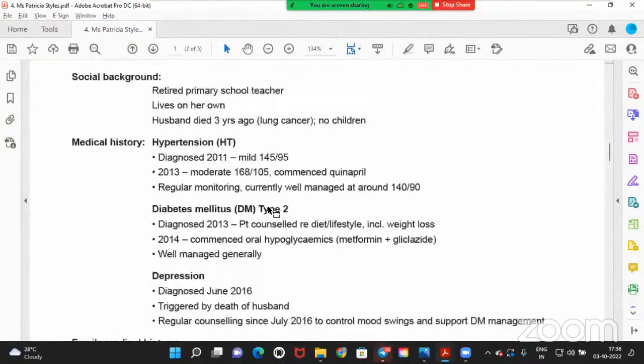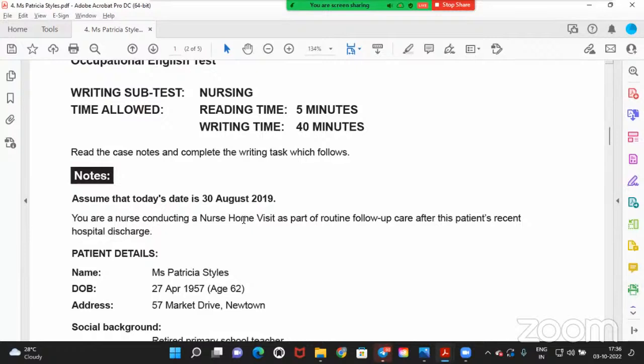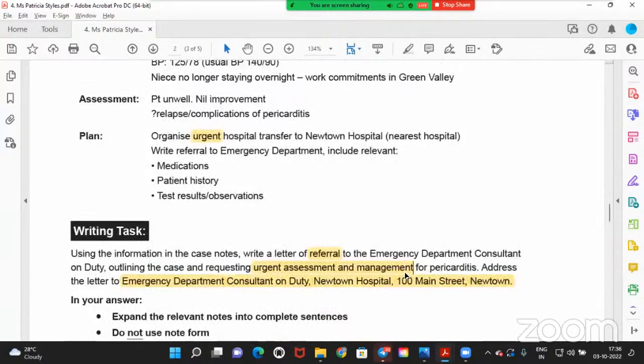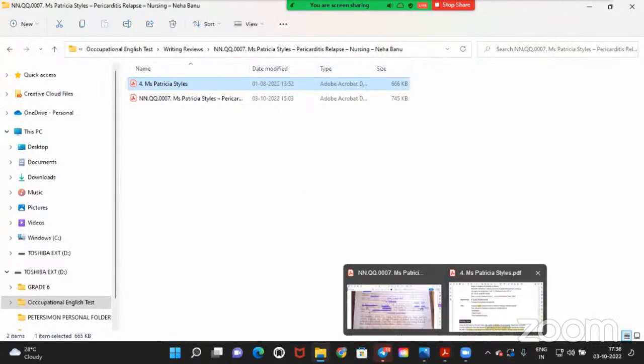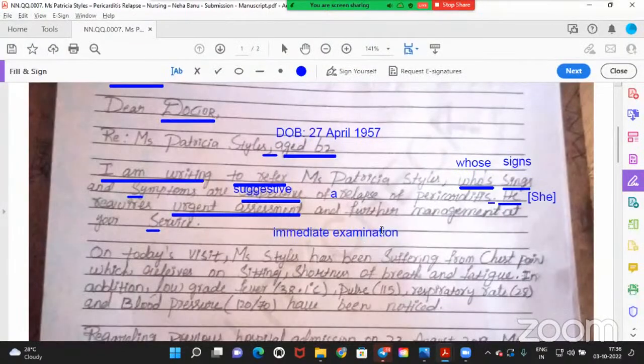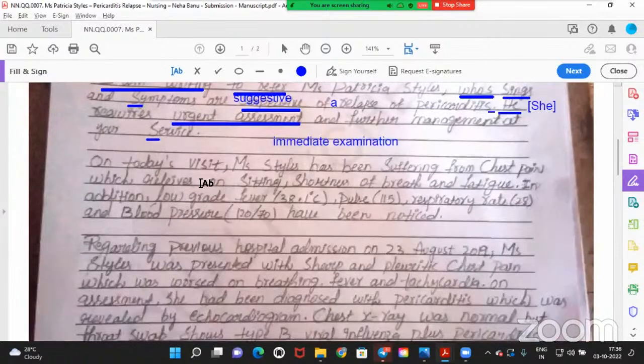Where are you writing from? Your nurse conducting home visit. So this is a transfer. Okay, this is a referral letter, but following organize urgent hospital transfer. Okay, that's it. Immediate, that's enough. Immediate examination and appropriate management or further management at your facility or service. This at your service is not necessary, compulsory.